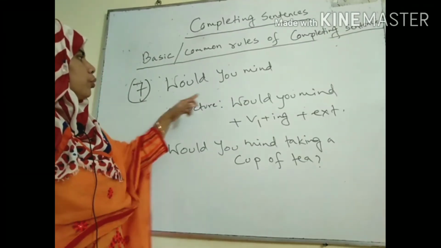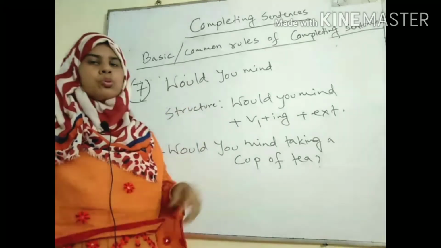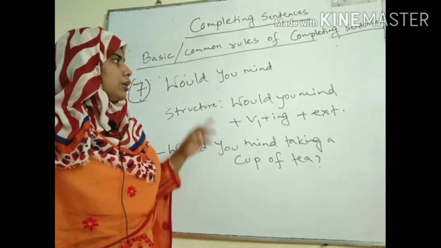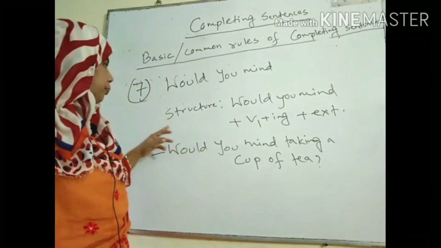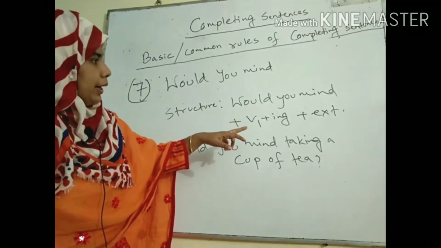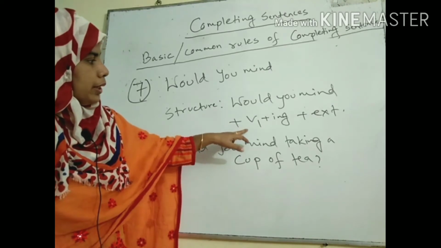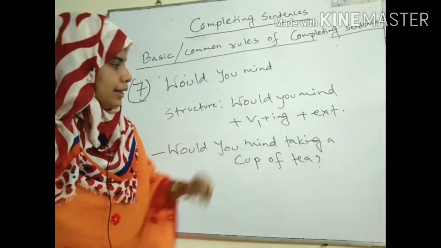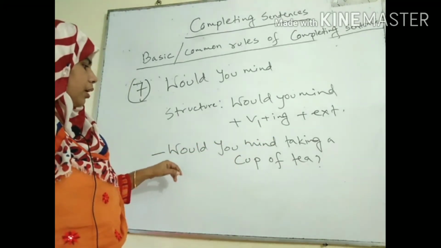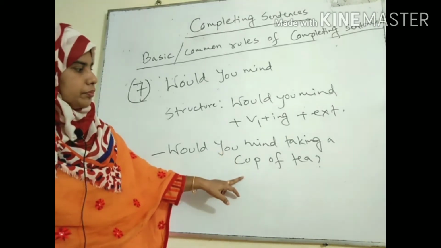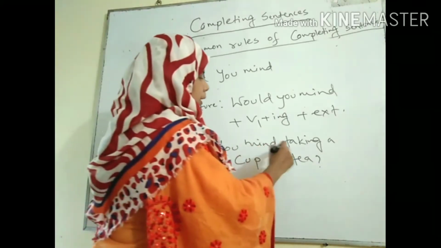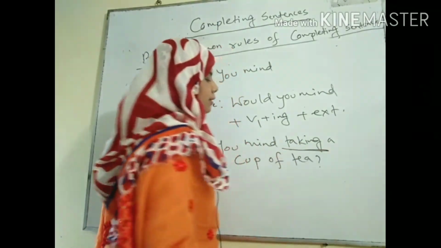Rule 7, would you mind? We use would you mind to request someone to do something very politely. Structure: would you mind. After would you mind, you have to use V1 plus ing plus extension. For example, would you mind taking a cup of tea? So after would you mind, we use V1 plus ing.